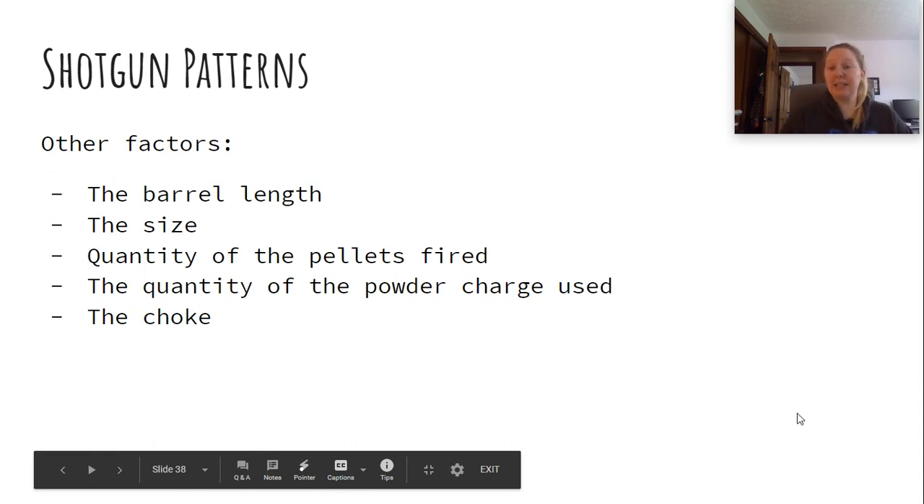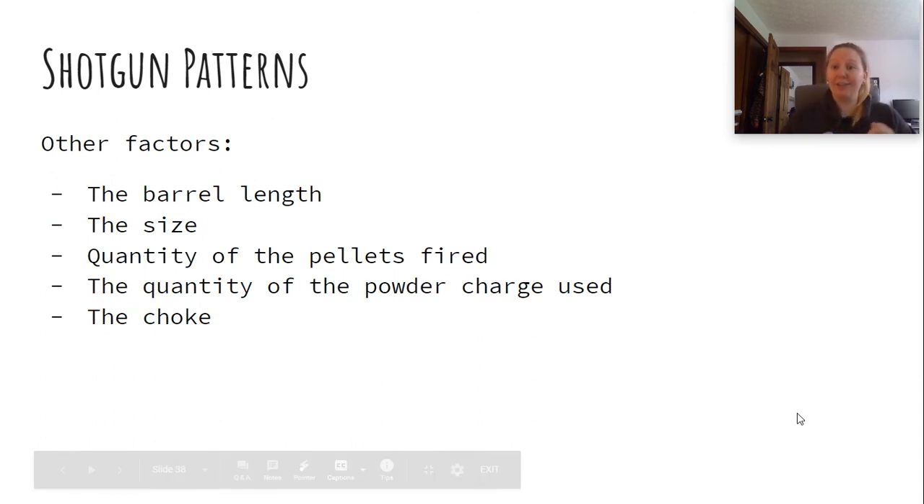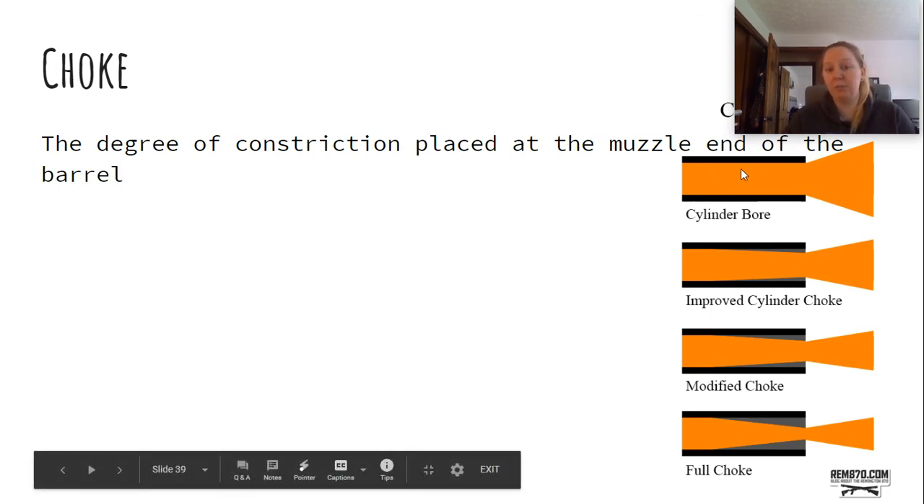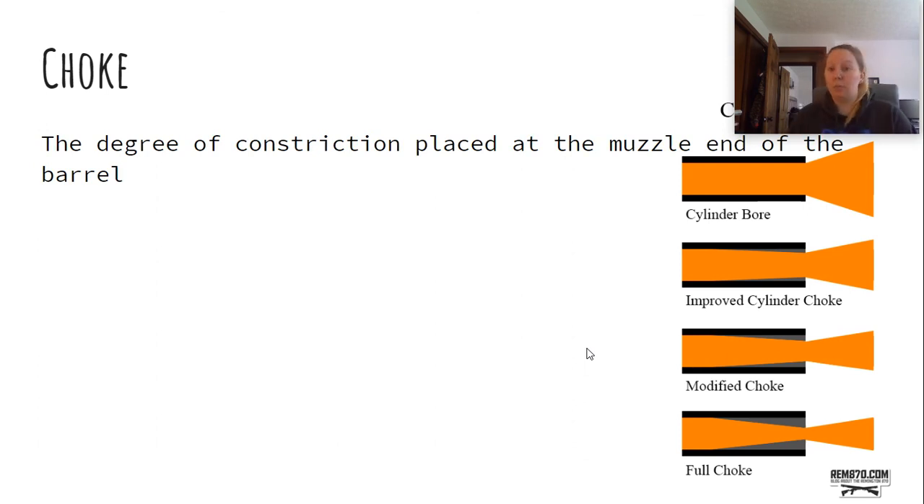There are other factors to consider when it comes to shotguns. You have to consider the length of the barrel, the size of the barrel, the quality of the pellets that were fired, the quality of the powder charge that was used, and the choke. The choke is the degree of restriction placed at the muzzle end of the barrel to help it either narrow or widen the shot. If you're looking at a cylindrical bore with no choke, this is how wide you can get. But as you go to full choke, you narrow in your target more, which is going to change the 1 inch to 1 yard of distance rule.